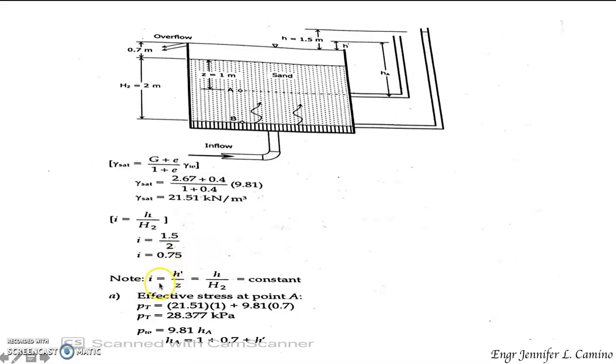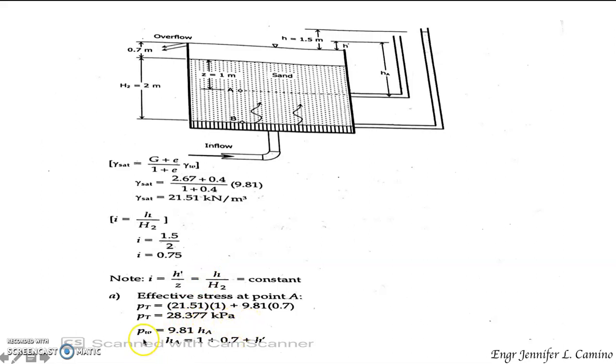And you have to take note that the hydraulic gradient h prime over z is equal to h over H2. So that is constant. So if we're trying now to get the effective stress at point A, this is point A, what will be the effective stress? So we multiply 1 times the saturated unit weight, which is 21.51, plus this portion, which is 0.7 times, this is water, the unit weight of the water. So we get 28.37 kilopascal.